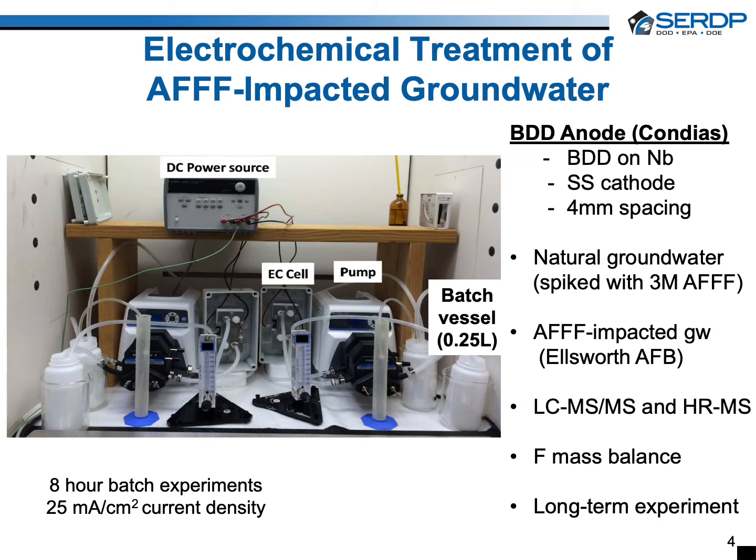For the experiments, we typically did a lot of analyses, both at Duke and at Colorado School of Mines, including LC-MS-MS and high-res mass spec. We did a lot of work to evaluate the fluorine mass balance, and then we also did a set of experiments for longer term, where we ran in 24-hour batches and did a new batch over several weeks. So these were the basic nature of the experiments that we performed.